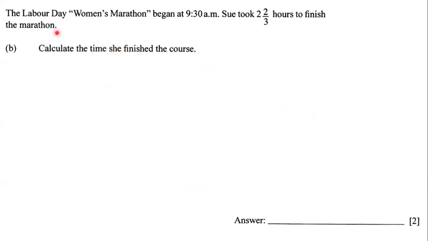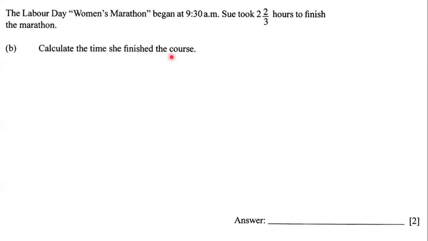The next part says that the Labor Day Women's Marathon began at 9:30 a.m. Sue took 2 2/3 of an hour to finish the marathon. Calculate the time she finished the course. So she took 2 2/3 of an hour to finish the course, and they want us to calculate the time that she finished.